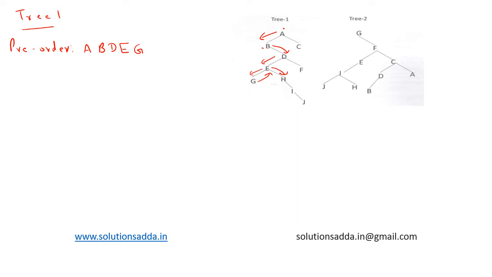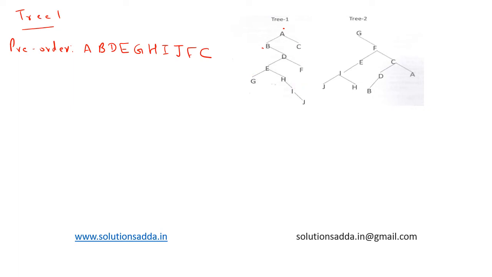Now we reach here, H. So we print H. Then we move to root's left. It is not there. Then we move to root's right. We print I. Then again we move to root's left. It is not there. We move to root's right. J. Now we don't have any left or right. So iteratively trace back to here, back to here, back to here. Then we reach here. Now we move to root's right. That is F. Then we iteratively move back, and we move to root's right. So we print C. This is what happens in pre-order traversal.